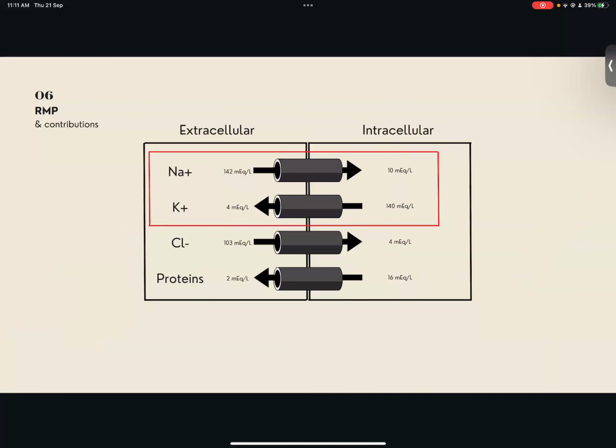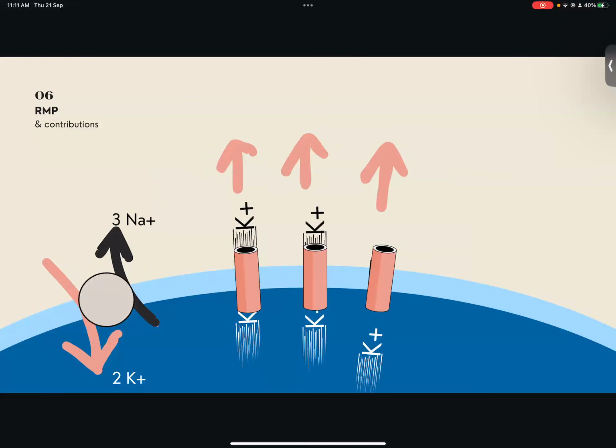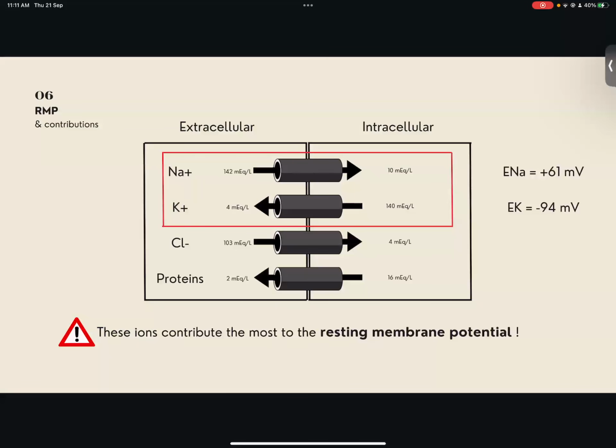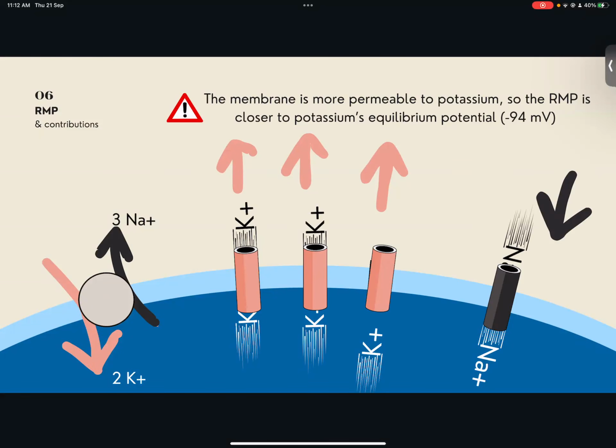If it's more permeable to potassium, which way do we move the membrane potential? Do we move it towards the potassium potential or towards the sodium potential? You'll notice one is very, very negative, and one is very, very positive. The potassium equilibrium potential is very negative, and the sodium equilibrium potential is very positive. If my membrane is more permeable to potassium than it is to sodium, which way will it be pulled? Towards the negative potassium equilibrium potential or up towards the sodium equilibrium potential? It's going to be pulled down. So the membrane is more permeable to potassium.